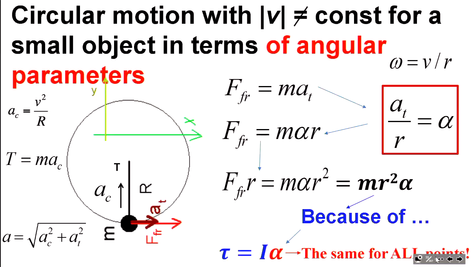Now, what do we do? What is good about this expression? If instead of having only one small object, we have many, many of those, they all have the same angular acceleration. Omega is the same for all. Alpha is the same for all. So we can use these types of expressions to describe the motion of a large solid object.